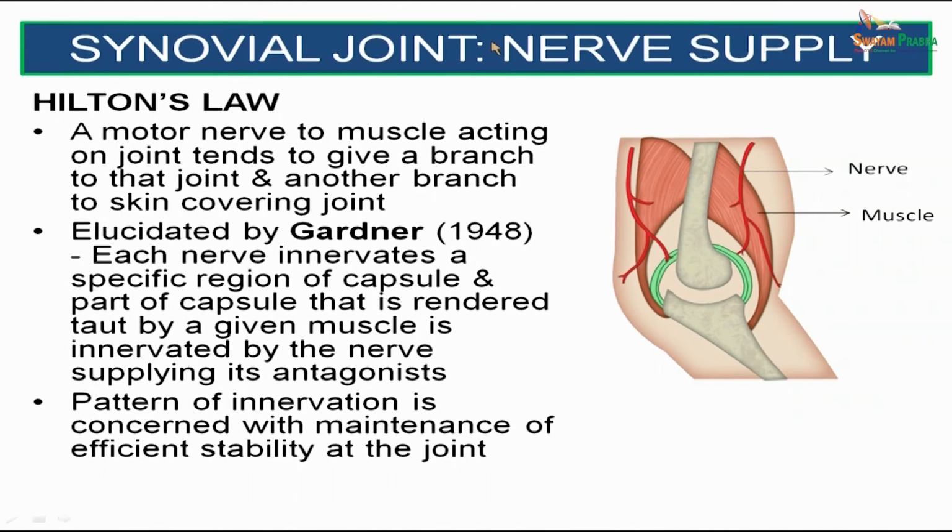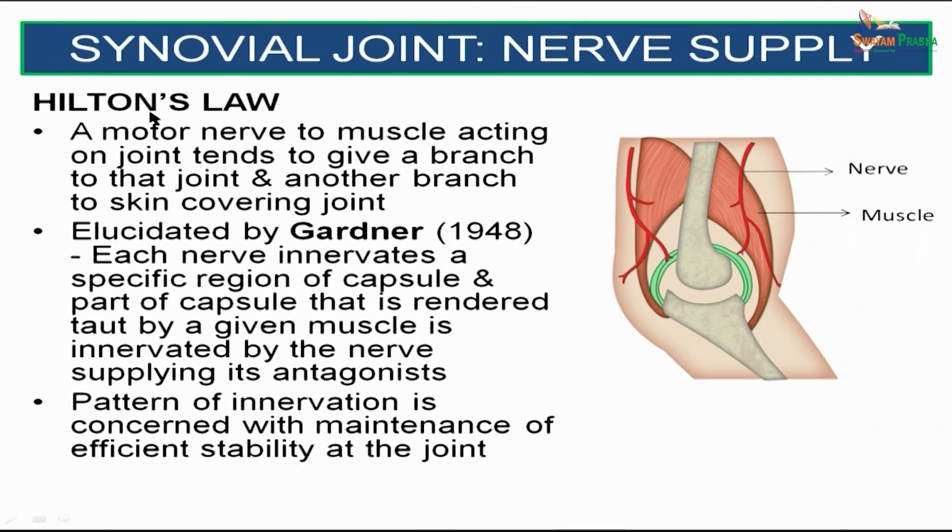The nerve supply is governed by two laws, Hilton's law and Gardner's law. If you look at this diagram, this is a joint, these are the bones in the joint, this is the capsule of the joint, and here we can see the muscles and we have the overlying skin, and you can appreciate this, the nerves which are supplying the muscle also supply the capsule of the joint as well as the skin.